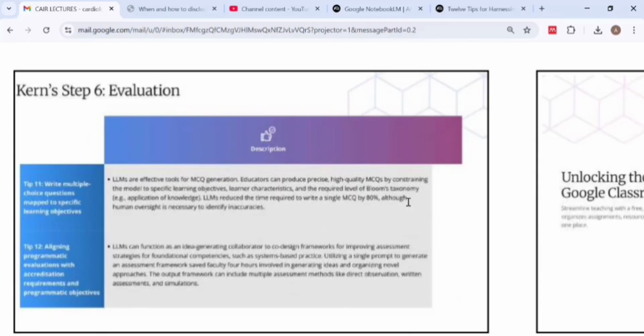Tip 12 is aligning programmatic evaluation with accreditation requirements and programmatic objectives. LLMs can function as an idea-generating collaborator to co-design frameworks or improved assessment strategies for foundational competencies such as system-based practice. Utilizing a single prompt to generate an assessment framework saves faculty 4 hours involved in generating ideas and organizing novel approaches. The output framework can include multiple assessment methods like direct observation, written assessment, and simulations.